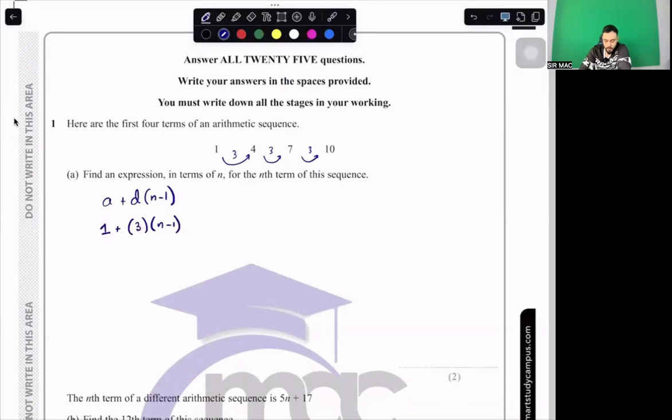n minus 1, you just have to solve it. You'd get 3n minus 3. So 3n minus 2 would be the nth term for the first part.